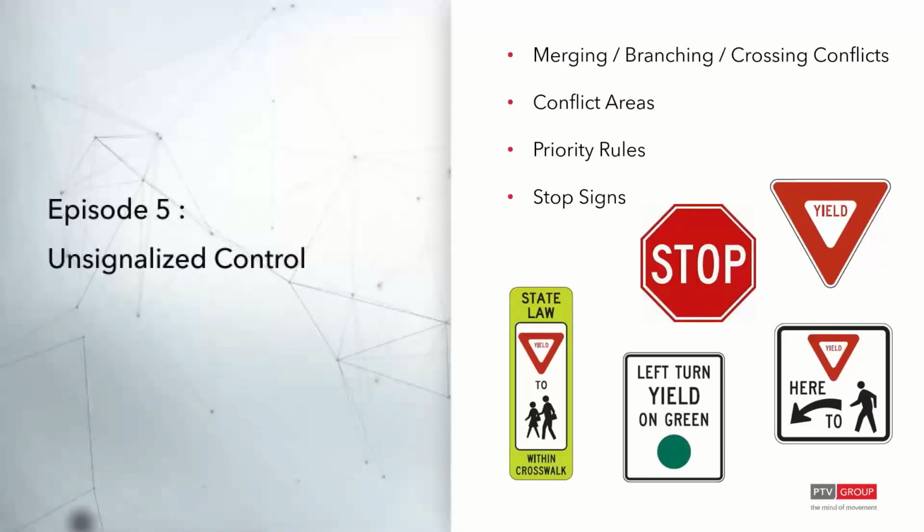So today we're going to be covering intersections that do not have any signal control. We're going to take a look at the different conflicts that exist within Vissim and how to use conflict areas, priority rules, and stop signs.